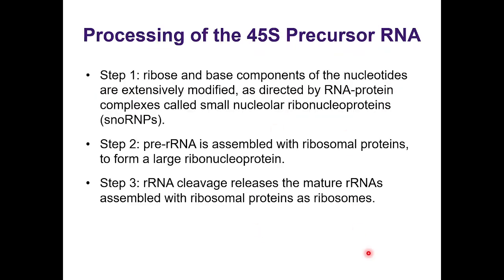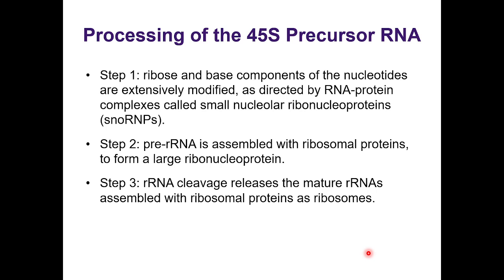Okay, so the processing of the 45S precursor RNA, step 1 is going to be the ribose and base components of your nucleotides. They're going to be extensively modified. They're going to be directed by the RNA protein complexes, as we call these small nucleolar ribonucleoproteins, or snoRNPs for multiple.